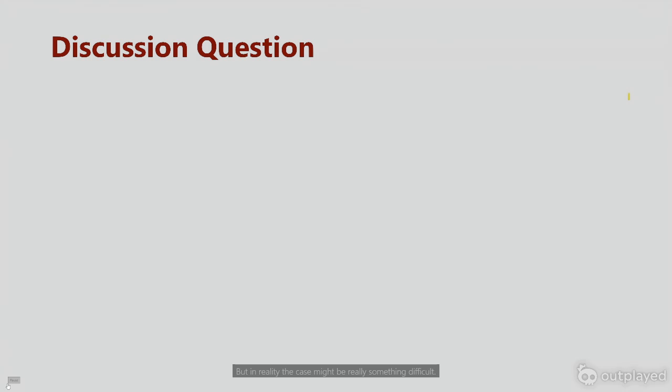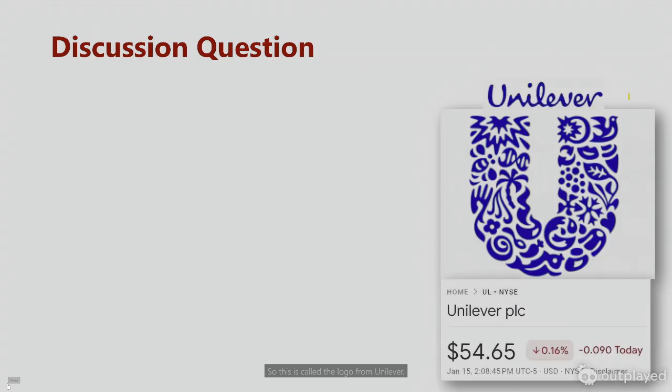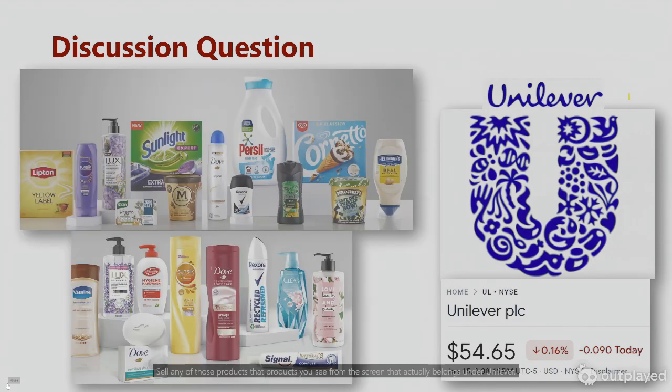But in reality, it might be difficult to make a decision just depending on the numbers that we see from the NPV. So hopefully you recognize what this logo stands for, which company. This is the logo from Unilever, right? And I believe Unilever is also a publicly listed company on the New York Stock Exchange too. Any of those products you see on the screen belong under Unilever.